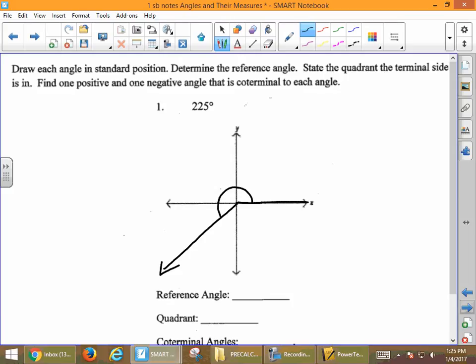So our initial side is on the x-axis. The terminal side is here. And we measured in the counterclockwise direction so that we have a positive angle. What we want to know now is, well, what's our reference angle? And remember that a reference angle is acute. More than 0, less than 90 is what acute means.